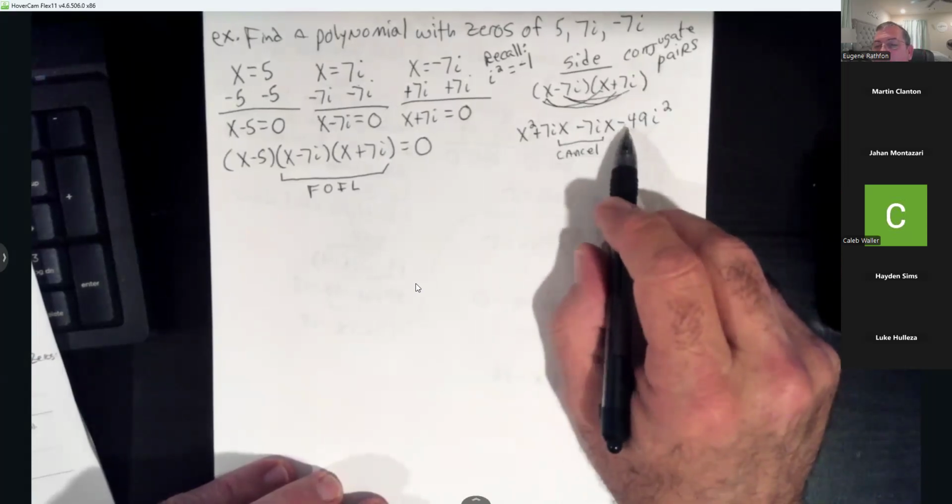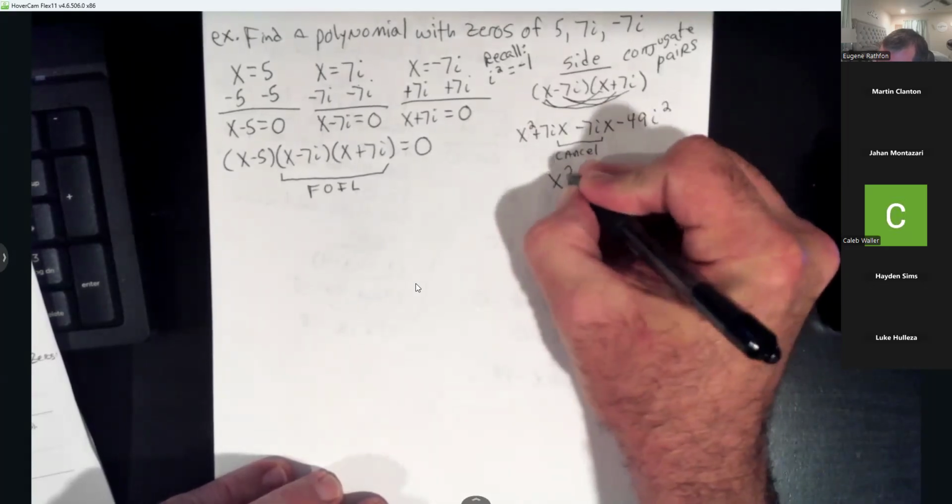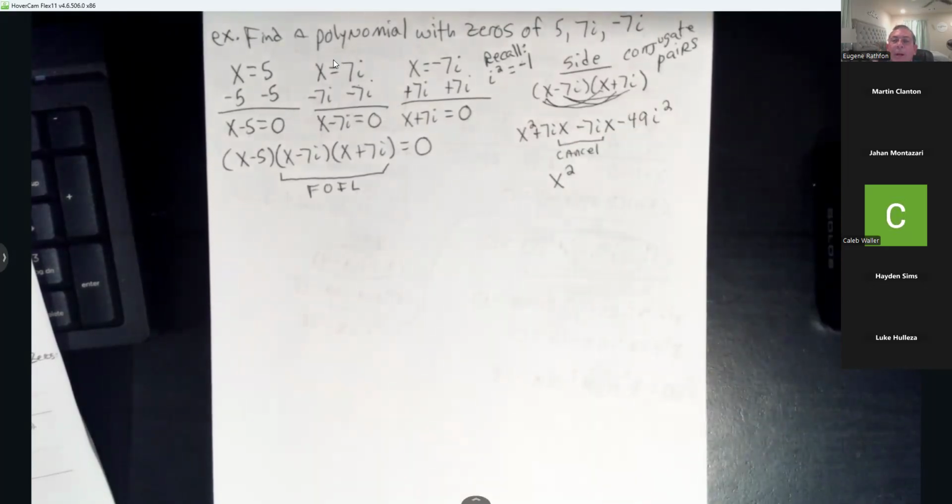All right, so I'm wondering what's going to happen here. I'm going to bring down that x squared. And y'all, I'm going to bring up the chat, and let me ask y'all this: what is this negative 49i squared going to equal?